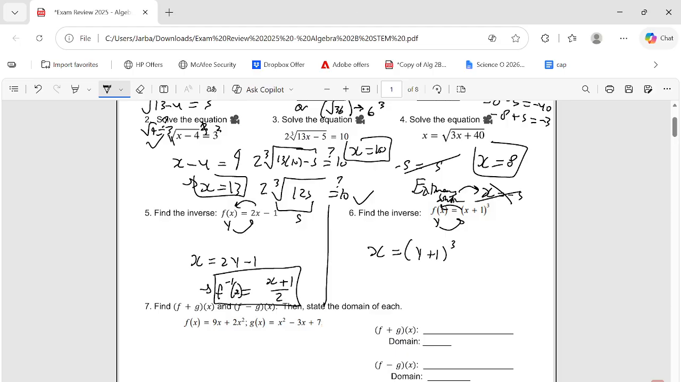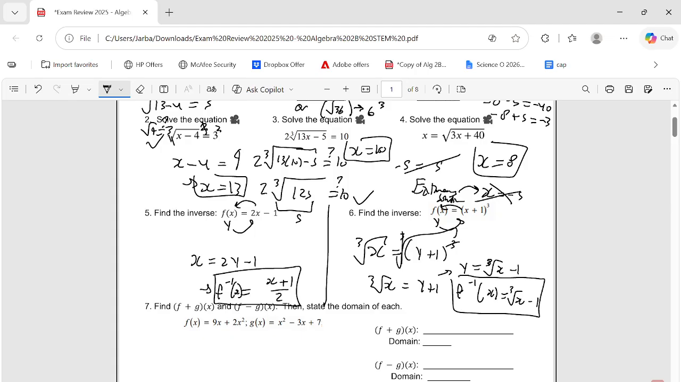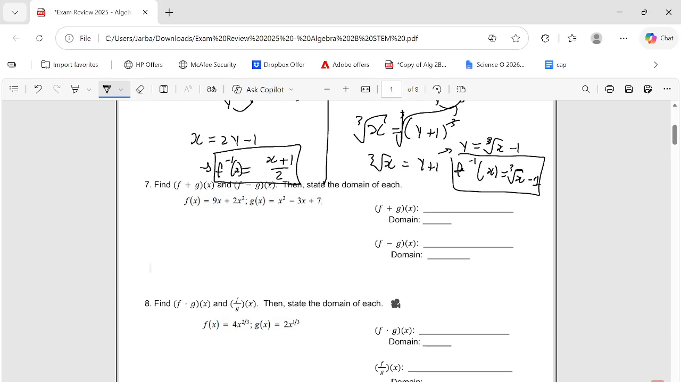Alright, so let's take the cube root of both sides. That cubed is going to cancel with the cube root. So cube root of x equals y plus 1. If I subtract 1 from both sides, I get cube root of x minus 1. That is our y. So we're going to use f inverse of x equals cube root of x minus 1. We're going to use the f inverse instead of the y. Alright, just 2 more for this part.